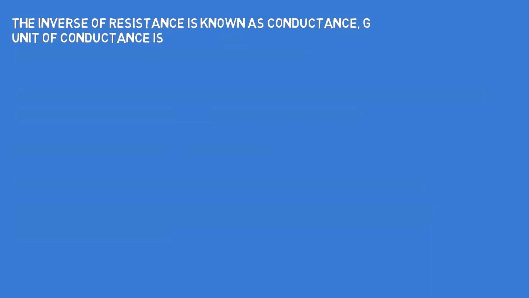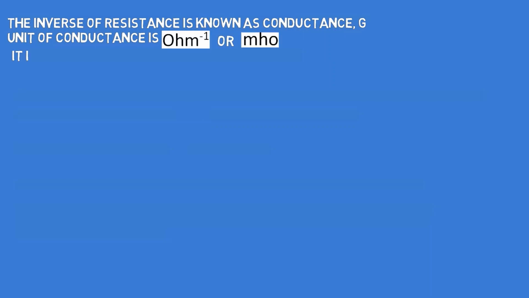The inverse of resistance is known as conductance G. The unit of conductance is ohm inverse or mho. It is also expressed in Siemens, denoted by S.